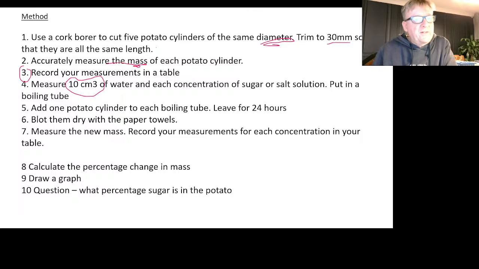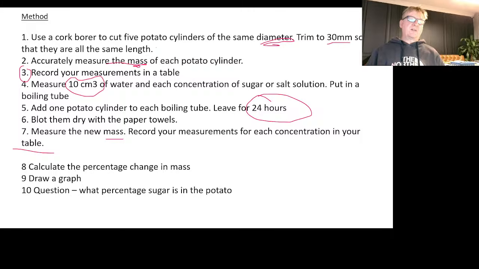Again, what you'll notice on that one is you'll notice that they will give you certain concentrations. Add 1 potato cylinder to each boiling tube, leave for 24 hours. Blot them dry with a paper towel, measure the new mass, again it's mass, and record the measurements for each concentration in your table. Okay, so what you've then done, you've done your method, you told the examiner, whoever it is, what you're going to do with everything, and then you've also told them where you're going to write your information.